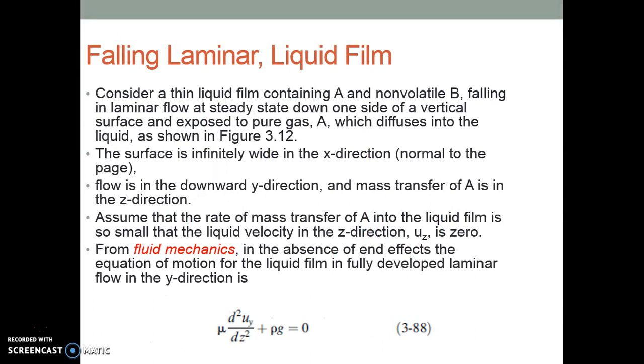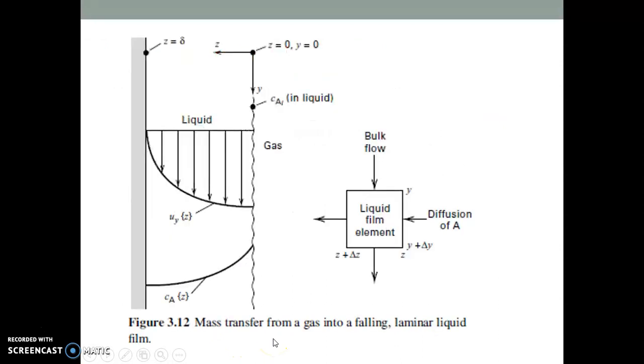By assuming the rate of mass transfer of A into the liquid film is so small that the liquid velocity uz will be 0. And from fluid mechanics, the equation of motion for the liquid film in fully developed laminar flow in the y direction is as in this equation, which is mu d squared uy over dz squared plus rho g equals 0.